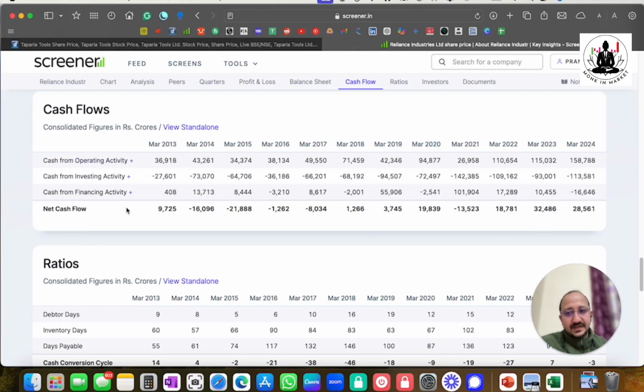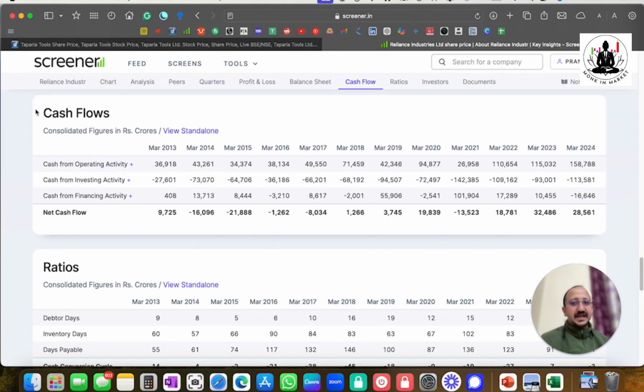Now one thing we have to see is the net cash flow. There is a negative sign and a positive sign over here. What is the meaning of the negative sign? Is it a good thing or a bad thing for a company? We will be learning this today. So this is cash flow.